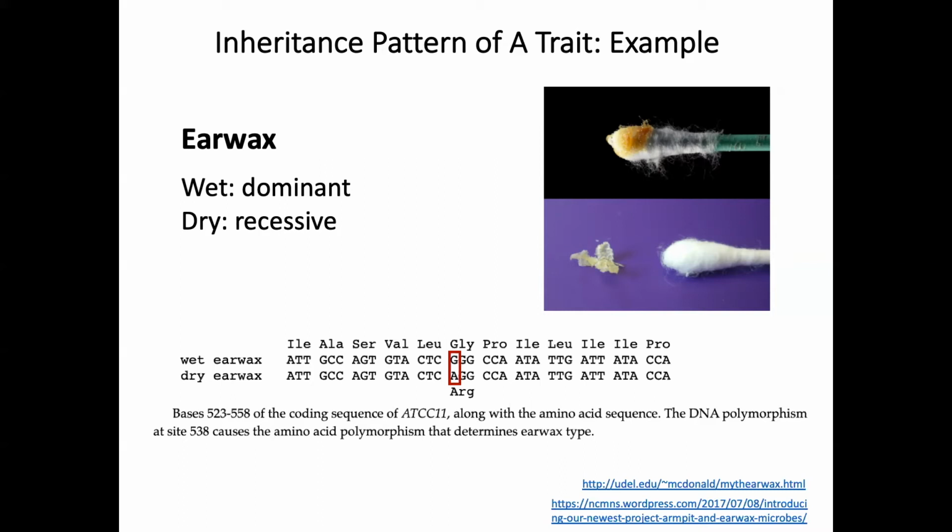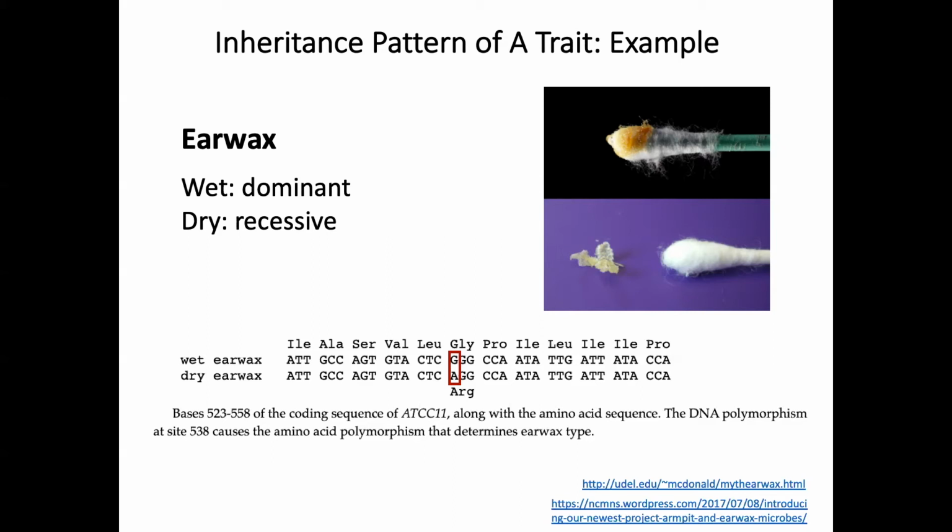Interestingly, scientists already found the genes that control the phenotypes. The gene name is ATCC11. So by nucleotide comparison, you can see that there is only one nucleotide difference between these two alleles. Do you still remember what the difference is called? Yes, it's SNP, which stands for single nucleotide polymorphism.